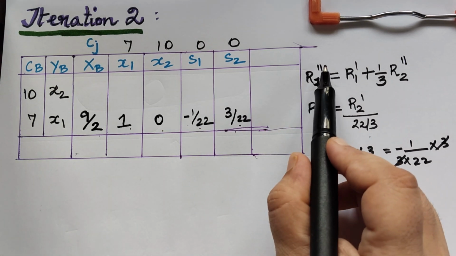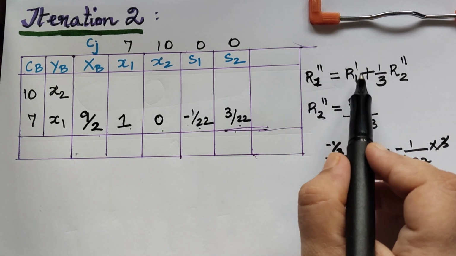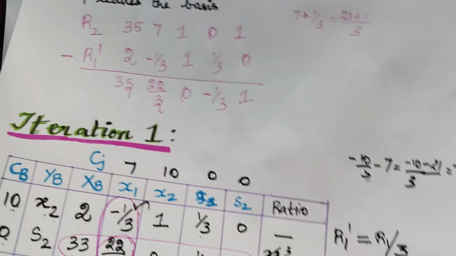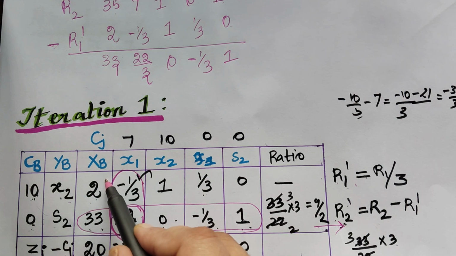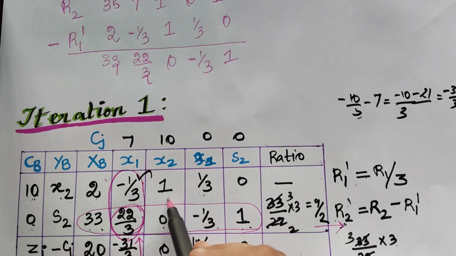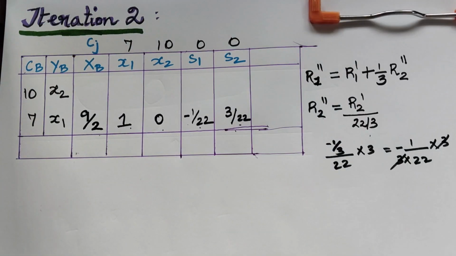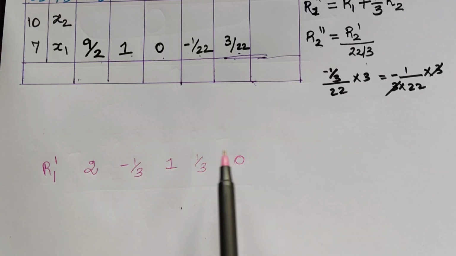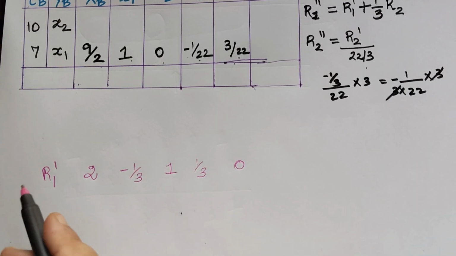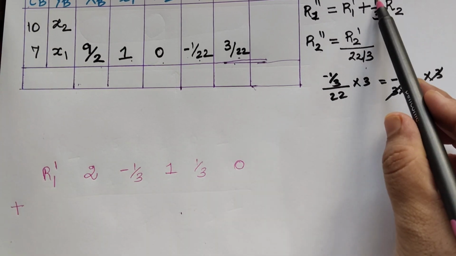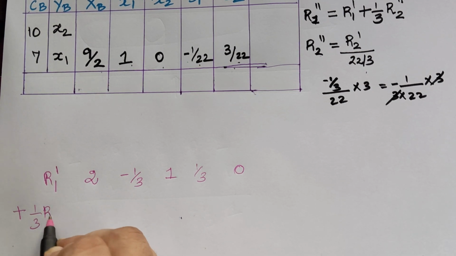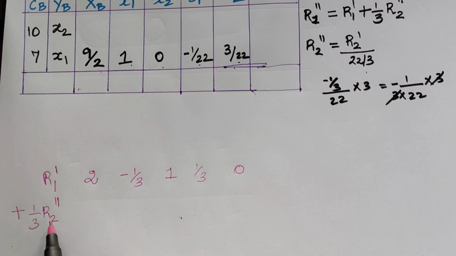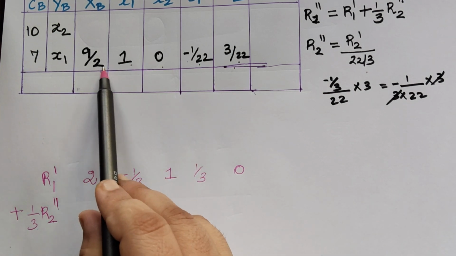Now we shall find R1 double dash, for which first we will take and write R1 dash. So from this, R1 dash is given by this equation. So we will write this: 2, minus 1 by 3, 1, 1 by 3, 0. So I have taken and written R1 dash over here. And to this we have to add plus 1 by 3 R2 double dash. So we have to multiply R2 double dash with 1 by 3 and write it here. So this is R2 double dash.